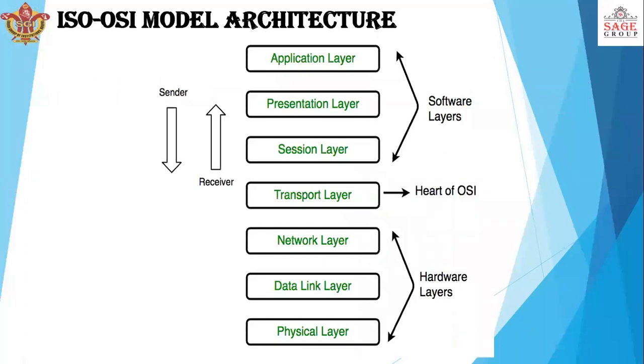So moving ahead, the ISO OSI model architecture. In this architecture, the application layer is the sender and the physical layer and all the layers are receiver layers. The three uppermost layers are called software layers, and the bottom three layers are called hardware layers, and the transport layer is called the heart of the OSI model.